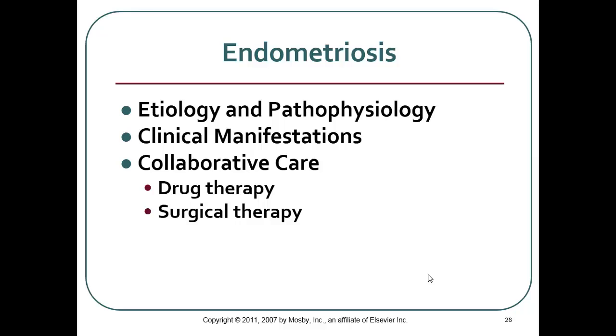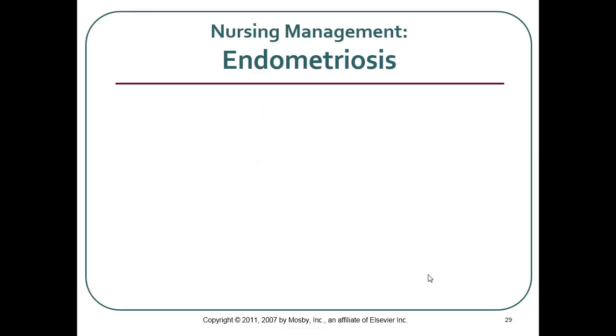So clinical manifestations, again, pain, irregular bleeding, backache, dysuria, wherever it's at, it will be painful. So collaborative care, so drug therapy, they'll give like ibuprofen for the pain, diclofenac, Lupron, the Depo. If they have to do surgical therapy, they're going to remove the endometrial tissue from wherever it goes to. But you want to make sure that you are controlling the pain and controlling their anxiety.